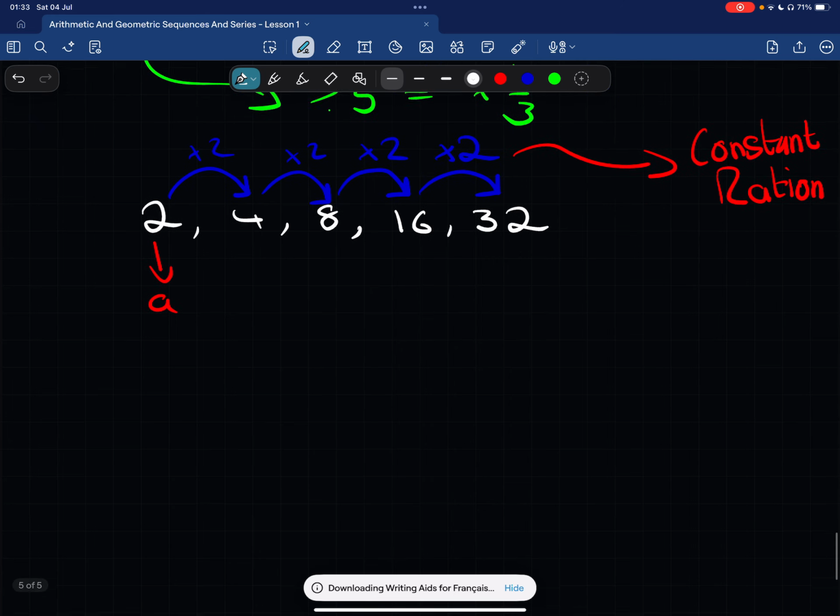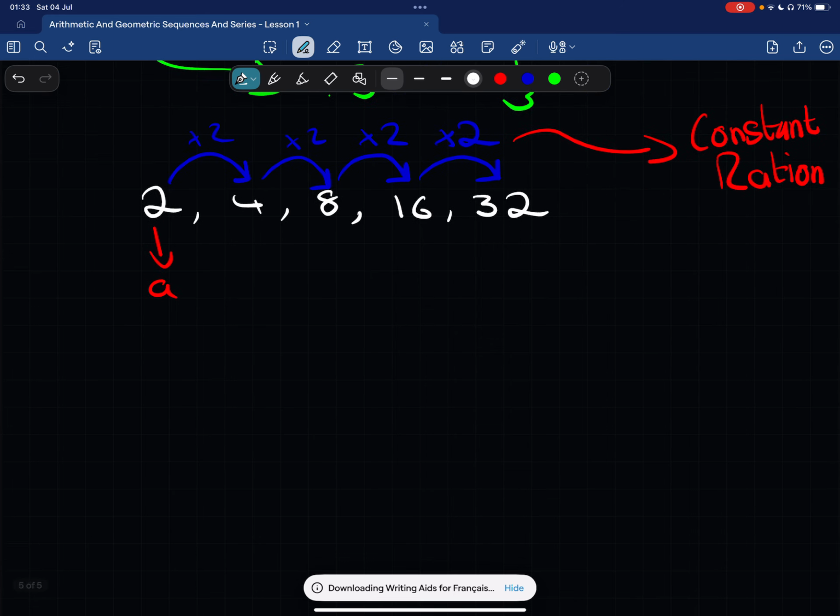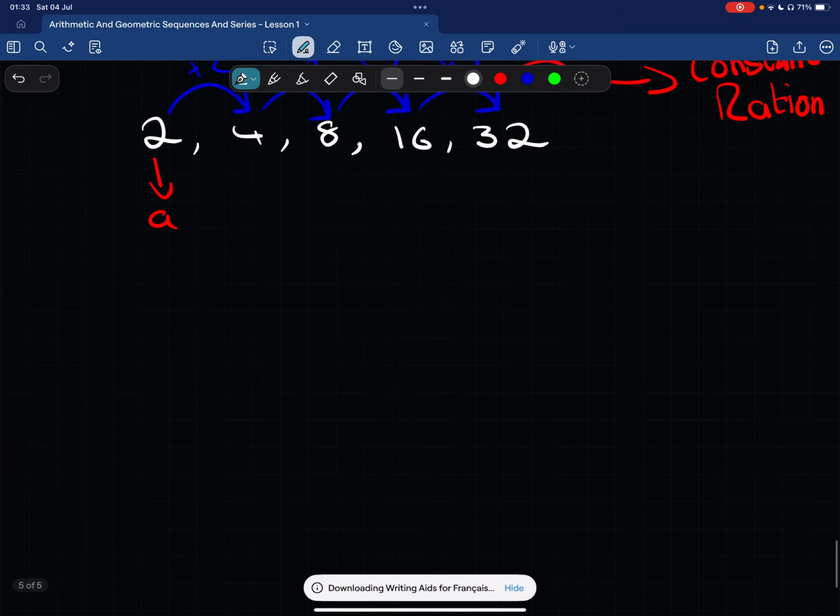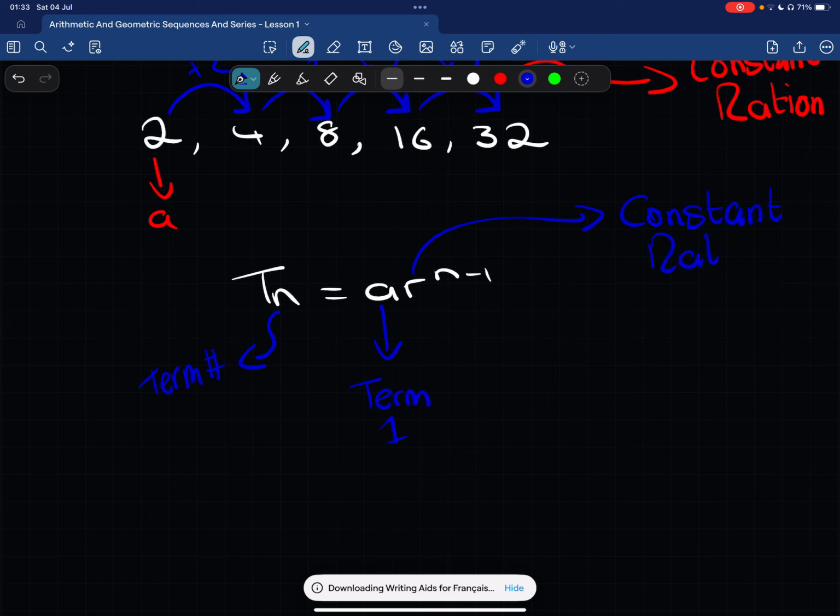Now, you may be asking yourself, what is the general formula of a geometric sequence? This is it. Tn is equal to A multiplied by R to the power of n minus 1. As you already know, Tn is our term number, A is our term 1, and now R is our constant ratio.